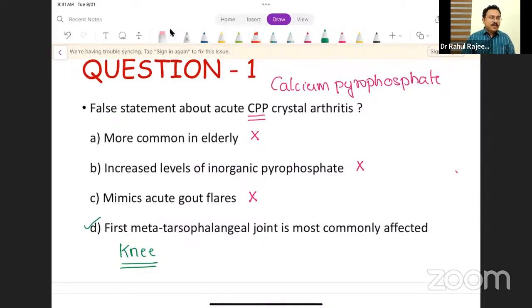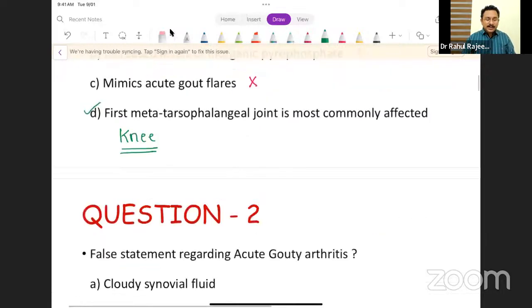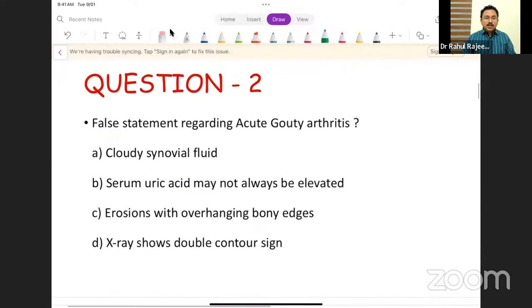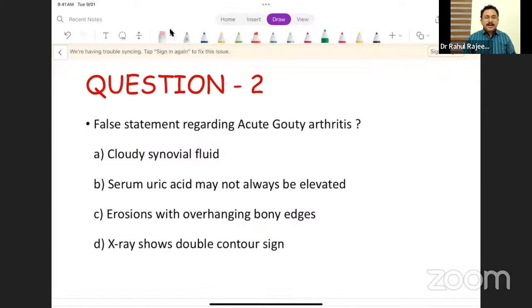I can see most of you, Anirudh Bhadra, Manish, Lakshmi, Karthik, all of you have answered correctly. Question number 2: false statement regarding acute gouty arthritis. Options are: A, cloudy synovial fluid. Option B, serum uric acid may not always be elevated. Option C, erosions with overhanging bony edges. And option D, X-ray shows double contour sign.